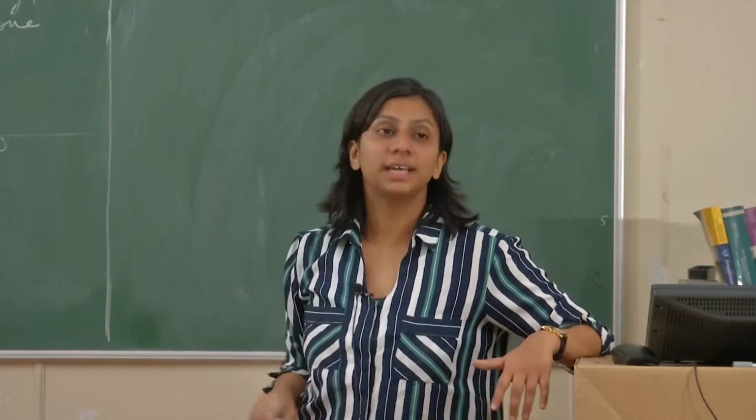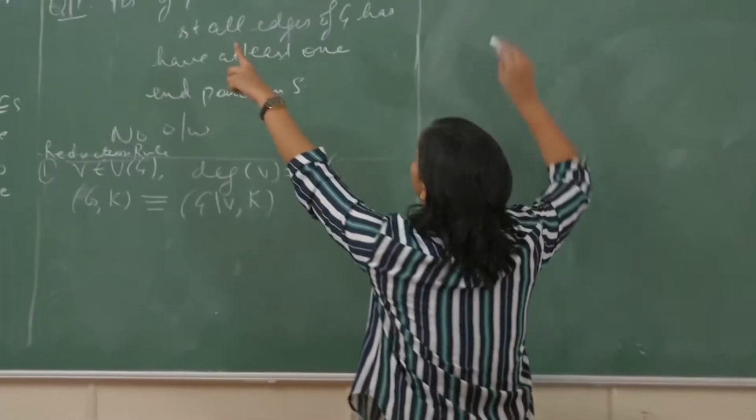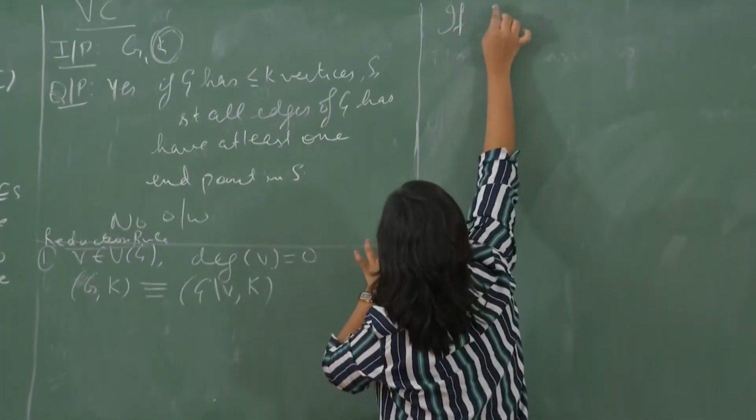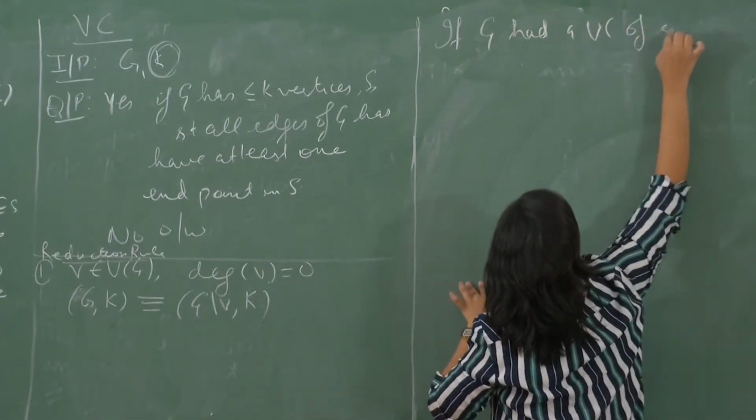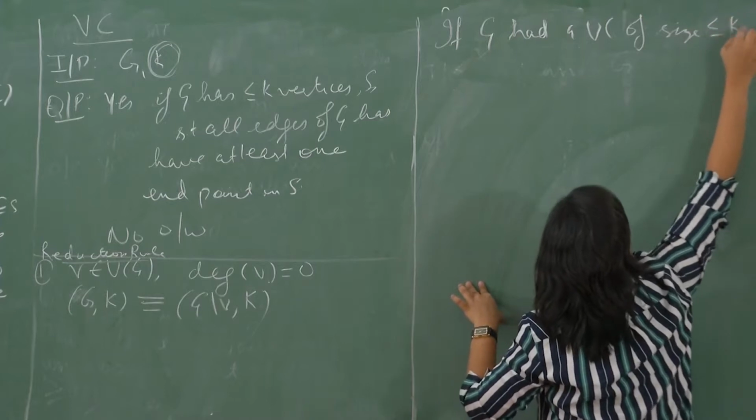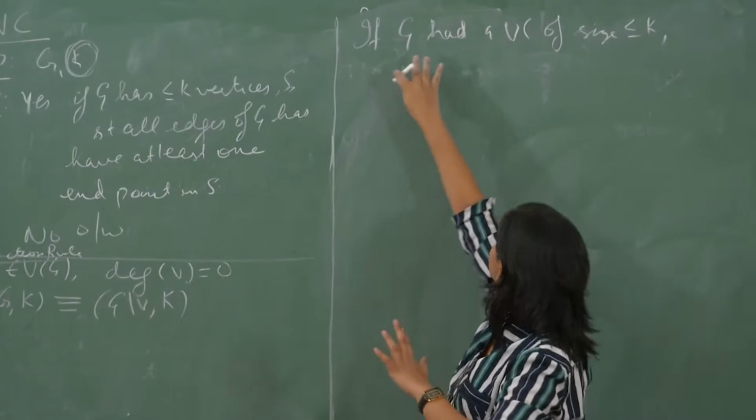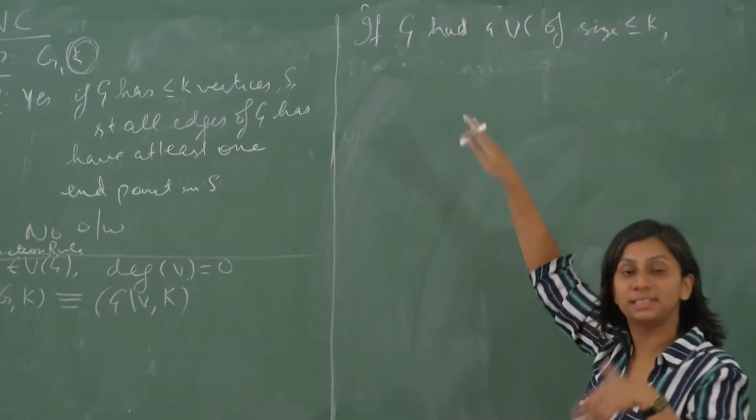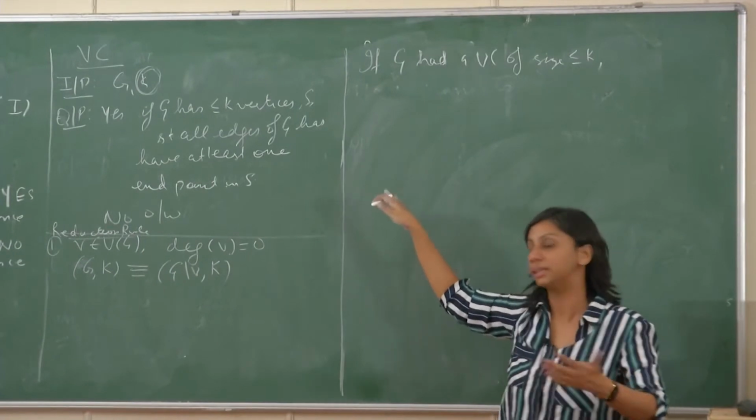Okay, suppose if it was a yes instance, then what would happen? If this was a yes instance, that means if G had a vertex cover of size at most k, then how would G look like? This is all the thought process. The algorithm is not doing all this. This is how we are thinking.